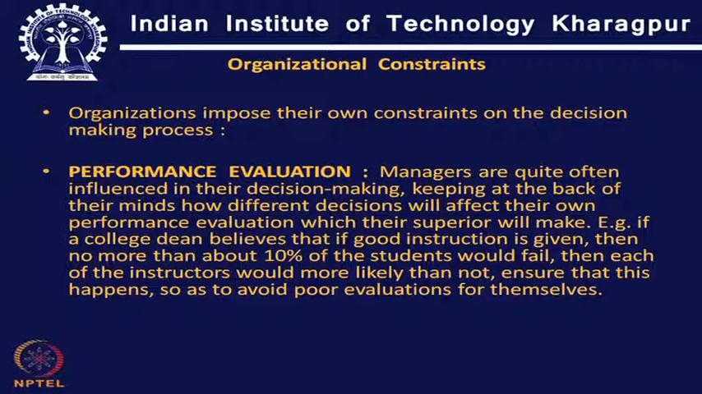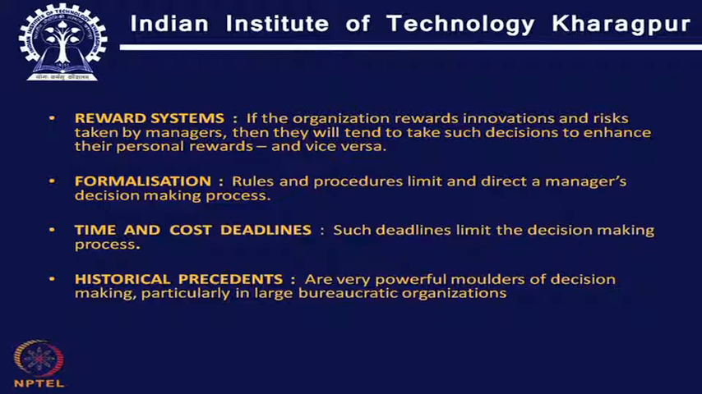So, these things, like what is the influence of some aspect of the organizational phenomena in the decision making process, and one of these is the performance evaluation, of which everybody is much concerned about and doesn't want to disturb it by thinking of something very great and different. So, that is called our organizational constraint, which is performance evaluation. Then next is the reward system. If the organization rewards innovations and risk taking, then they will tend to show such behavior, but if it does not, then they will not be risk taking.